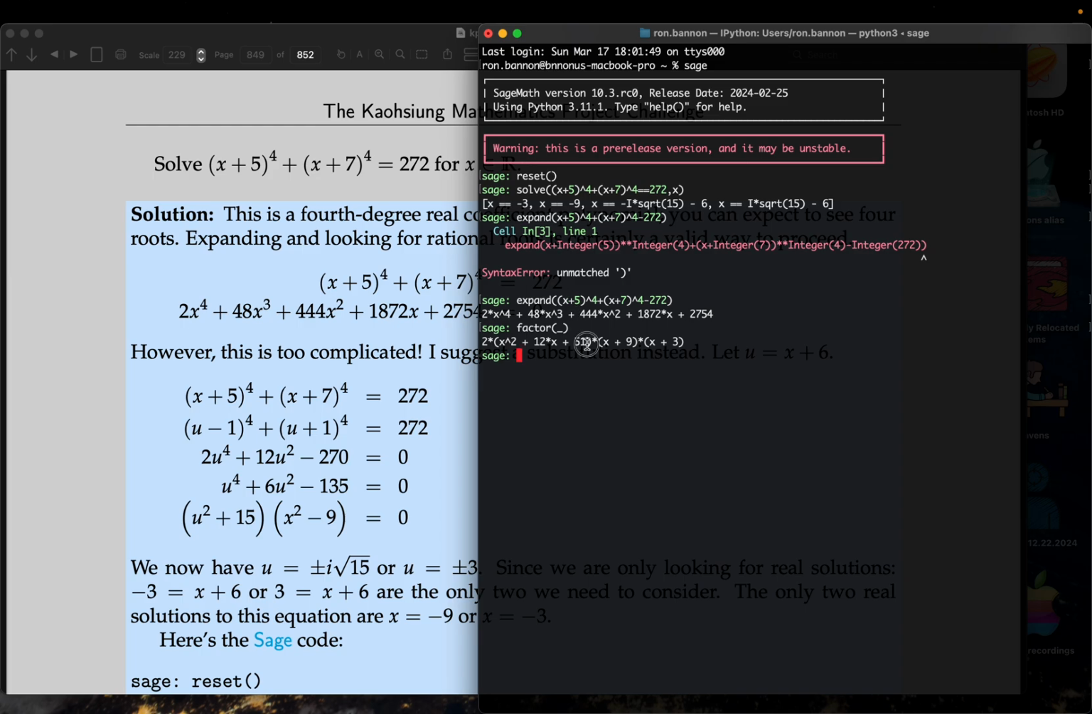Now, I notice it didn't factor this guy out over here. So what I want to do is solve it, SOLVE. I want to solve that for 0. This has no rational roots. I'm sorry, it's equal to 0. I want to solve for x. And what I'm going to get, as expected, are those two complex roots. All right, thank you.